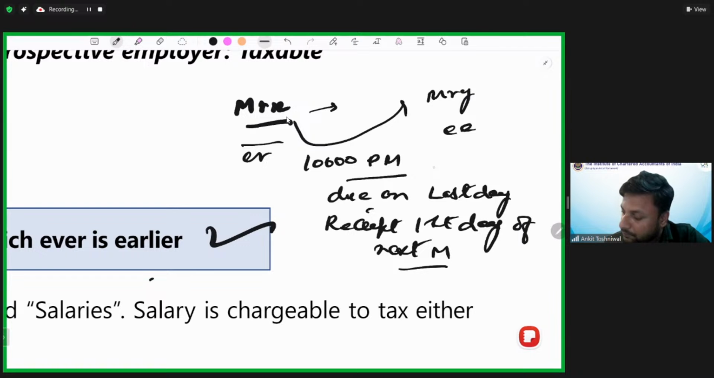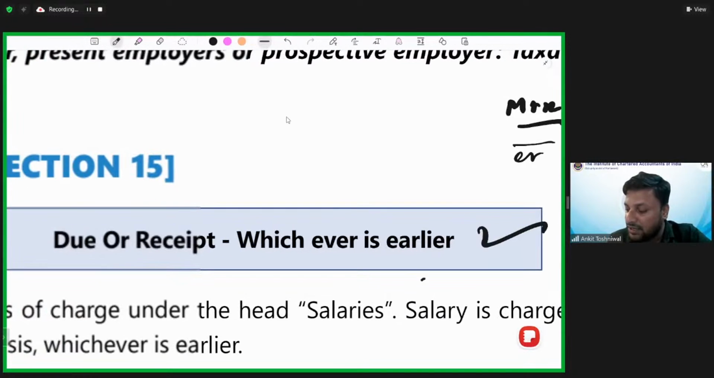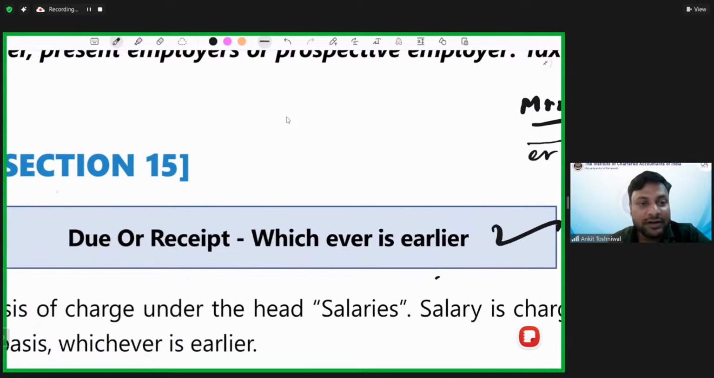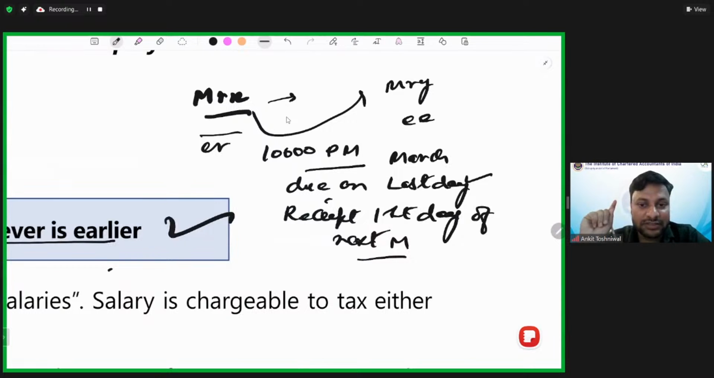If it is the month of March, so is it taxable in March or in February? So we will check the concept that under the head salary, section 15 says it should be taxable on either due or receipt, whichever is earlier. So it is due on the last day of the same month, that is 31st March. Correct. While it is received on the first day of the next month, that is April 1. Whichever is earlier? 31st March. So it will be taxable on 31st March.